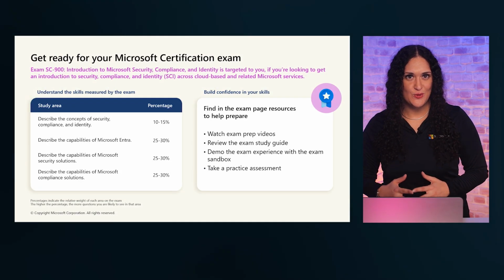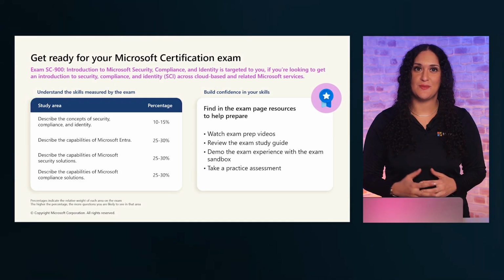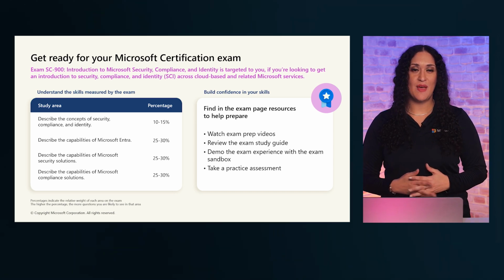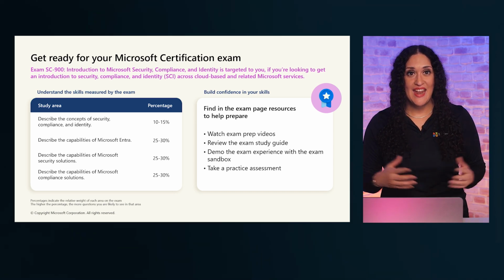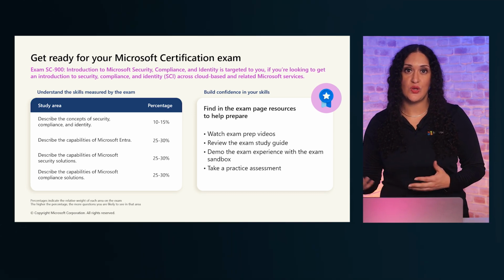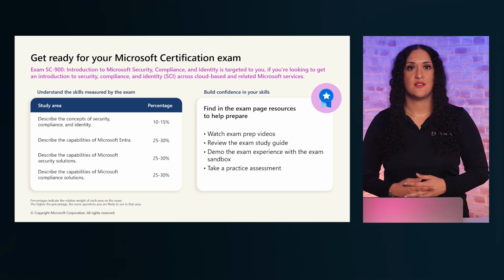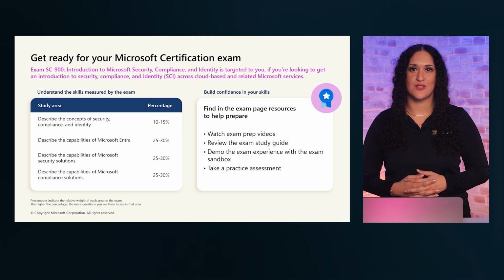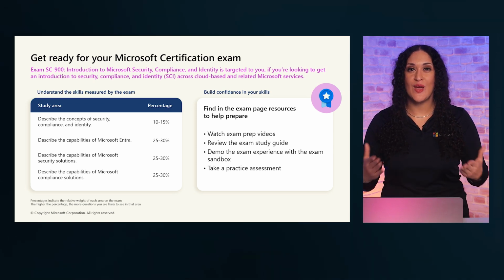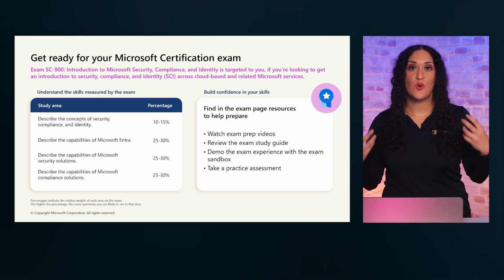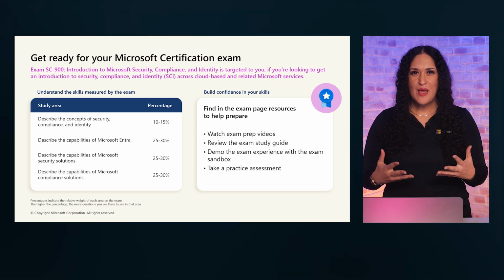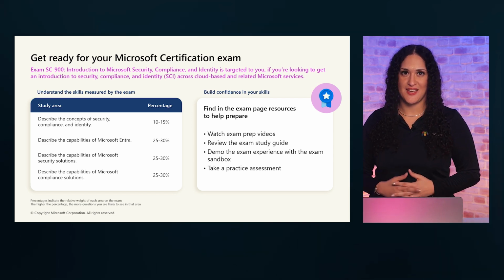So let's put that knowledge to work. The SC-900 Introduction to Microsoft Security, Compliance, and Identity exam is designed as an entry point. It helps you connect the concepts from this course to real-world Microsoft Cloud scenarios. It focuses on 4 key study areas: core security, compliance, and identity concepts, Microsoft Entra, Microsoft Security Solutions, and Microsoft Compliance Solutions. Together, these map directly to the learning paths you followed, so nothing here should feel unfamiliar. Instead, it reinforces what you already know and frames it in an exam and job-ready context.